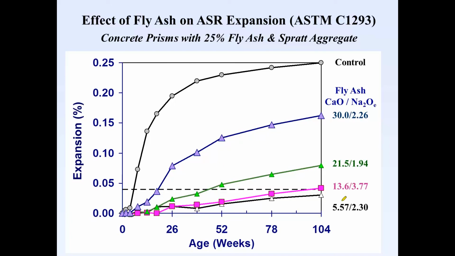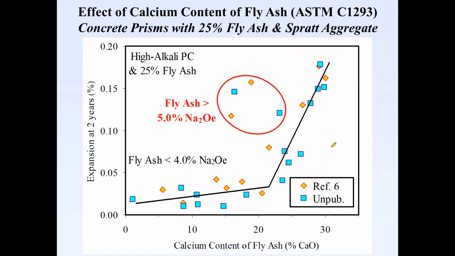Okay, so we're going back to this graph here. This is our result we saw earlier for the low calcium fly ash. What this graph shows us is that not all fly ash is created equal, and we can see the fly ashes that are higher in alkali content, let me repeat that. Fly ashes that are higher in calcium content are less effective in controlling alkali silica reaction. All of these are at 25% level of replacement, as you can see here, but as the calcium oxide content of the fly ash increases, it seems that the ability of the fly ash to control ASR diminishes.